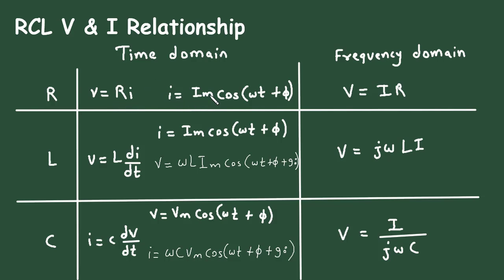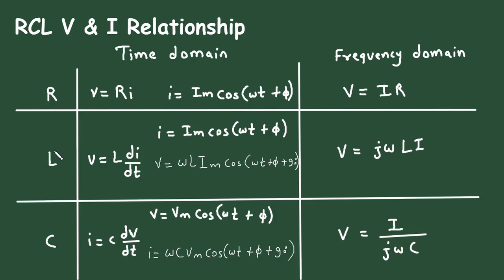Current i is equal to Im cos(omega t plus phi), where Im is the maximum current, cos represents that it's a cosine waveform, omega is the angular frequency, t is the time in seconds, and phi represents the phase angle. So this is in time domain format. Now for a resistor, the voltage and current relationship in frequency domain or phasor domain format will be capital V is equal to I into R, that is voltage is equal to current into resistance.